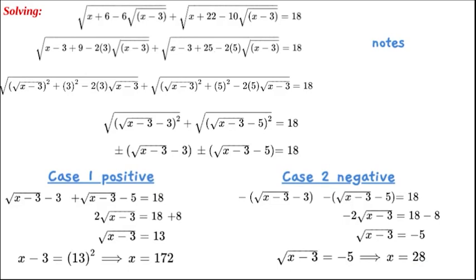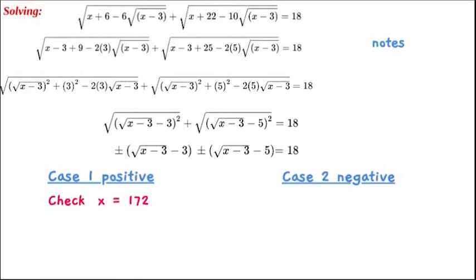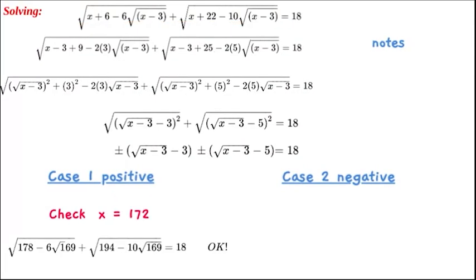So now we're going to have to check our solutions for real values. Okay, so let's check x is equal to 172. When we input it into our original formula up here, we get 178, which is 172 plus 6, and then the 169 there is 172 minus 3. So when we put all this together, we will get the required result of positive 18. Therefore, the solution checks out.